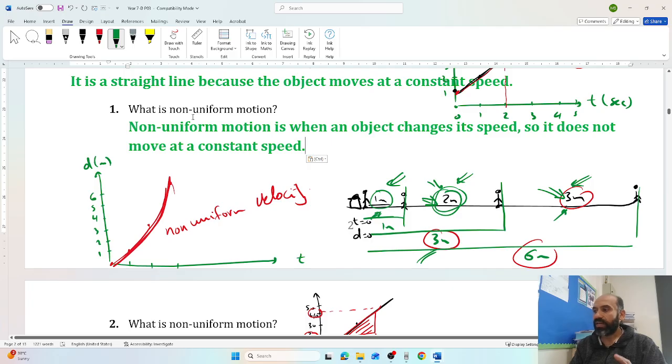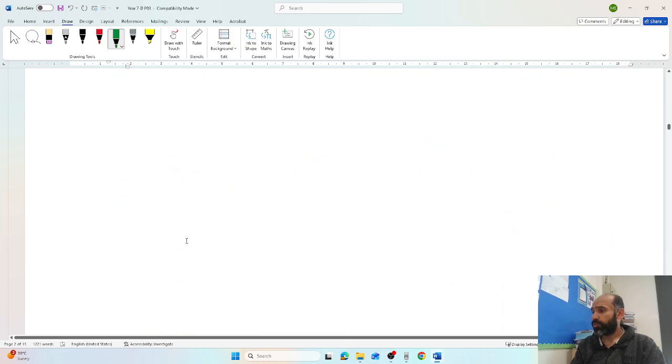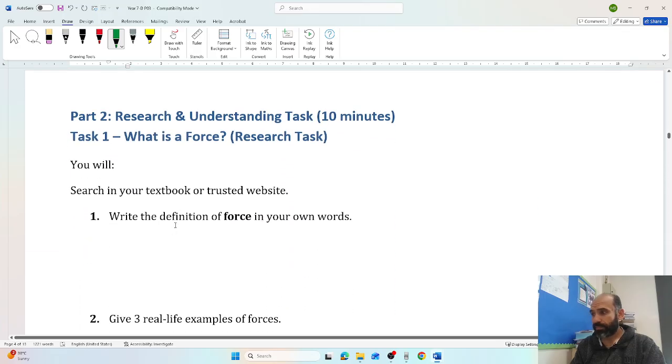So what is non-uniform motion? Non-uniform motion is when the object changes its speed so it does not move at constant speed, and it's represented by a broken line or curved line, but it is not a straight line. Okay, so we have finished this part.